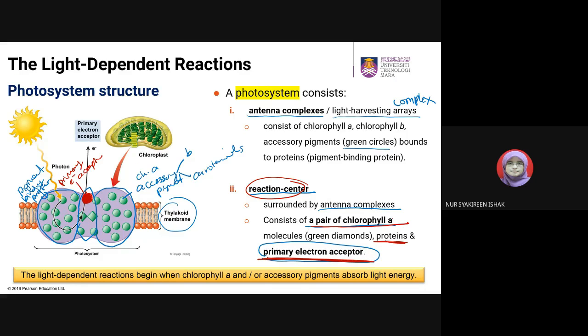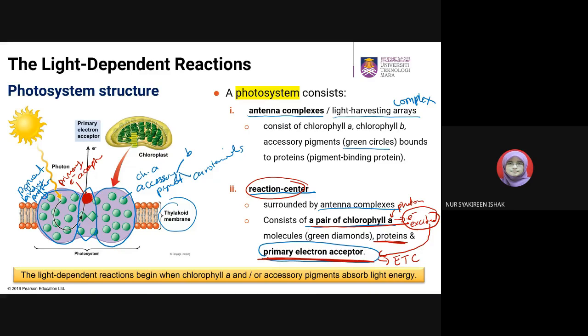Sebab apa? Bila chlorophyll A ni dia absorb light energy, absorb photon, dia punya electron will be excited. Electron of chlorophyll A that is excited will be released and accepted by primary electron acceptor. So ini adalah permulaan electron transport chain dalam photosynthesis.